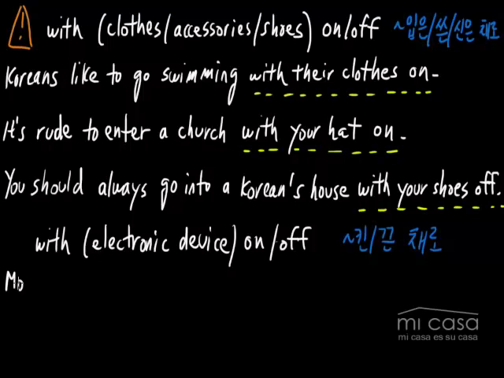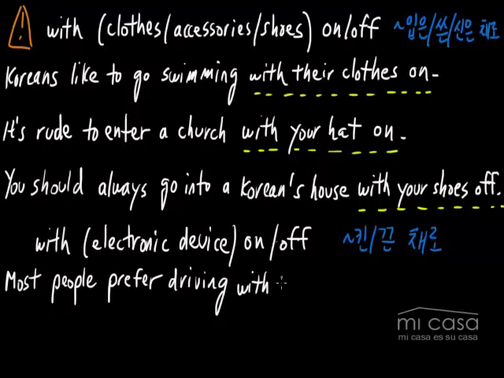Most people prefer driving with the radio on. Okay, so what does this mean? This means 라디오를 킨 채로 운전하는 거 좋아해요. Alright, so again, when you're talking about an electronic device like a radio or a TV or a phone, often we just say with 뭐뭐뭐 on or with 뭐뭐뭐 off.